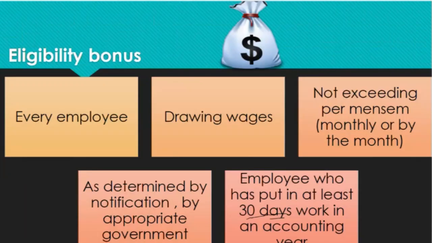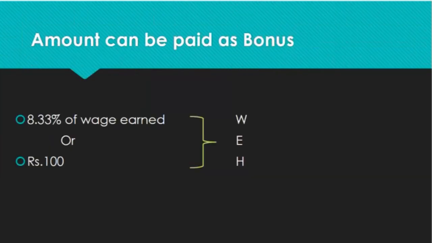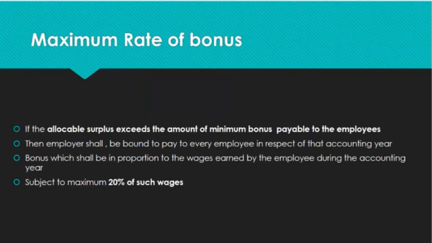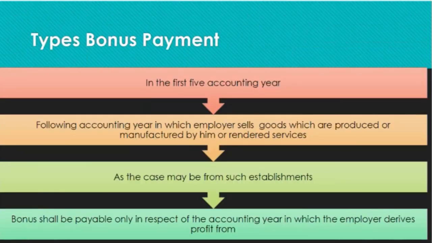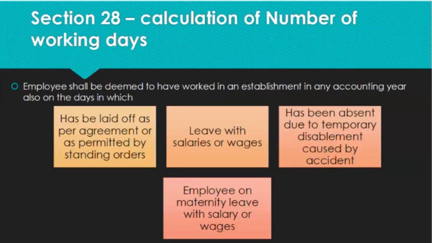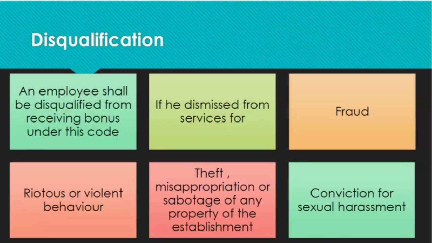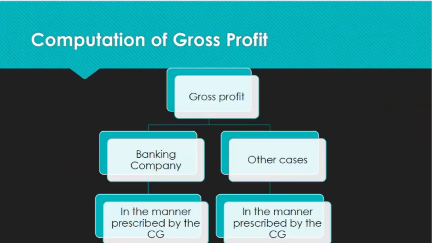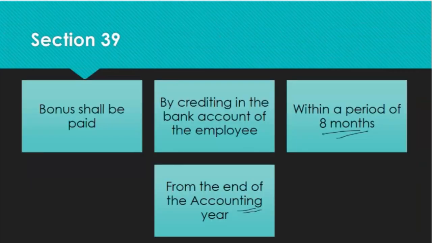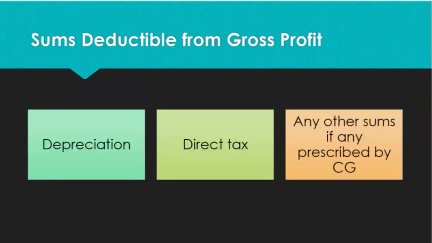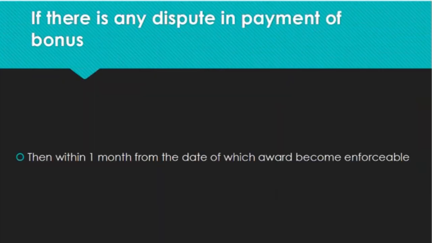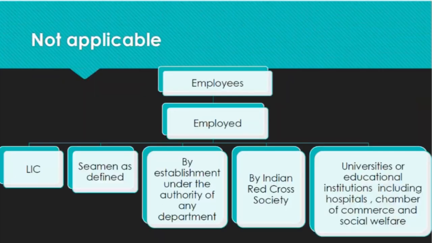Then bonus, who is eligible for bonus, who is not eligible for bonus, what is the minimum bonus, what is the maximum bonus, what is the allocable surplus, and for the first 5 years no set off. Beyond that you can set on and set off your allocable surplus for payment of bonus. So on the scheme and then how the number of days are being calculated. That is with respect to bonus. Within how many days bonus should be paid? What are the deductions from the gross profit to arrive at the allocable surplus?